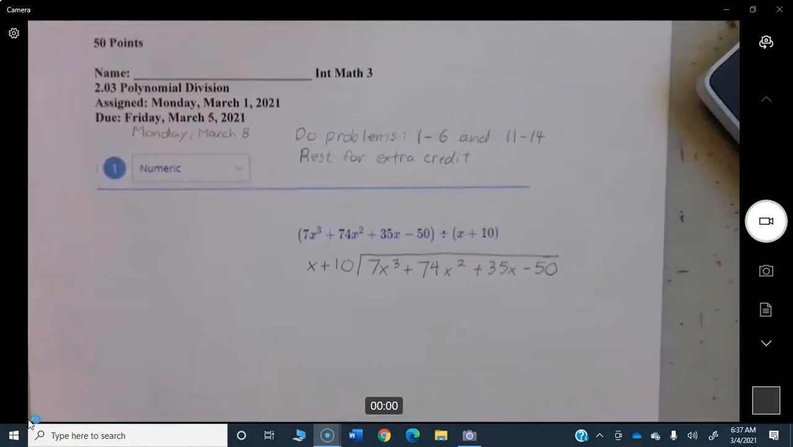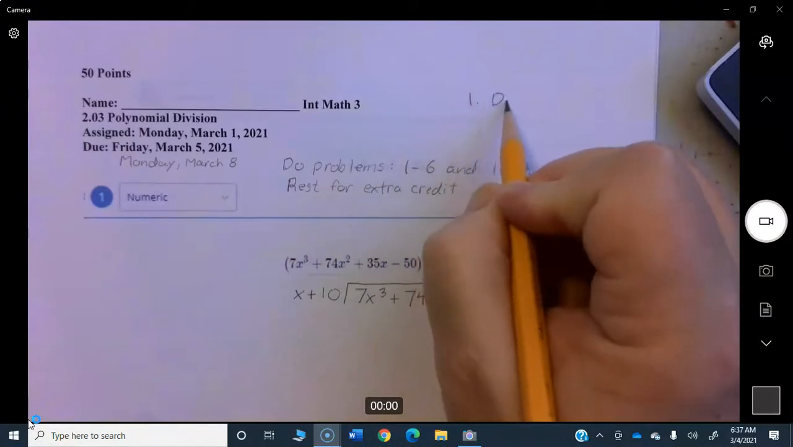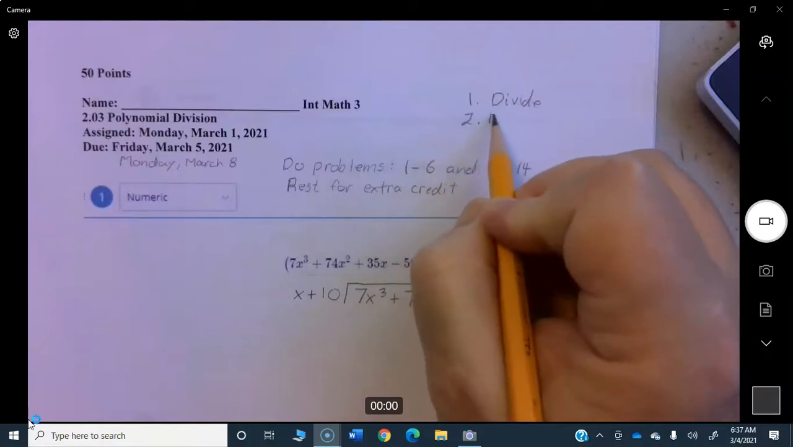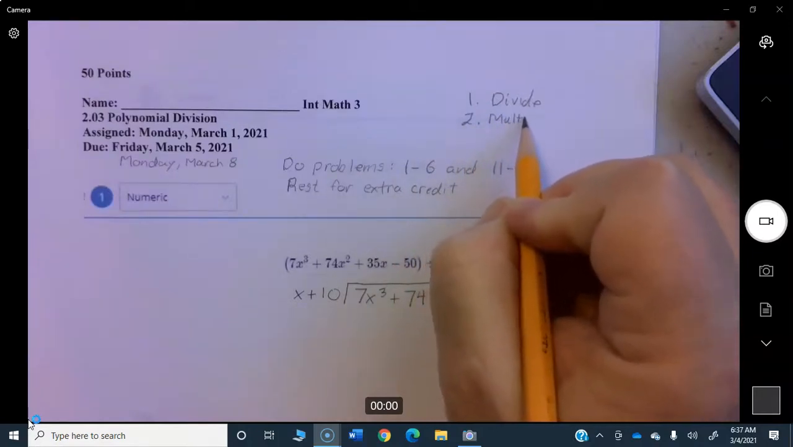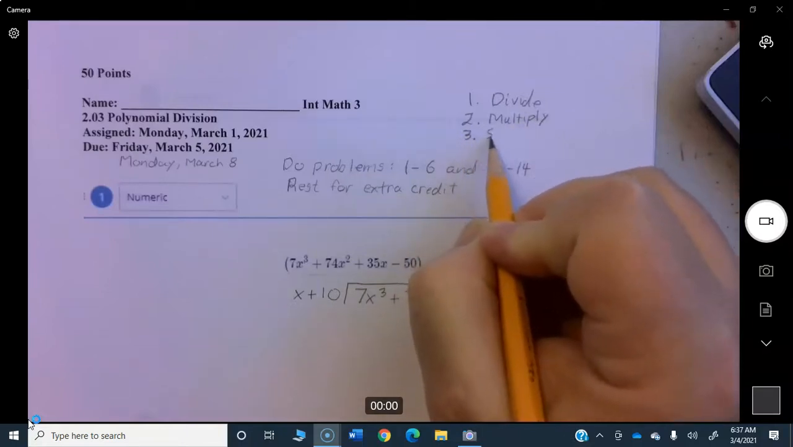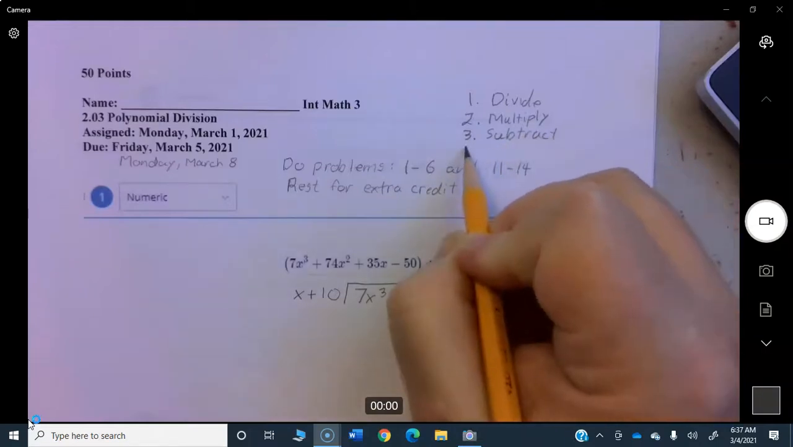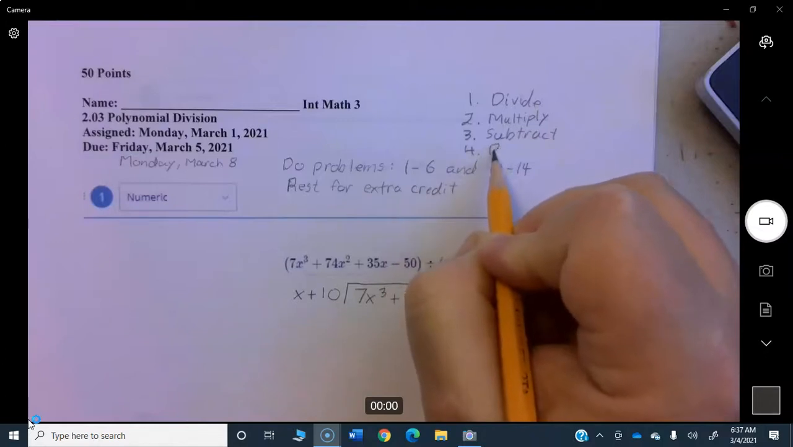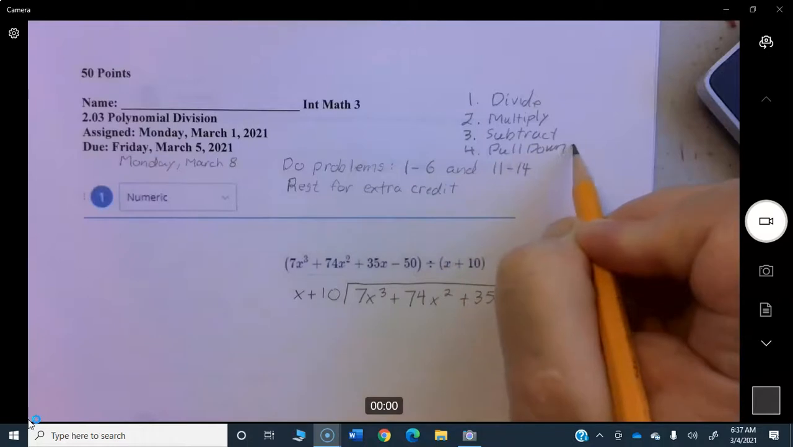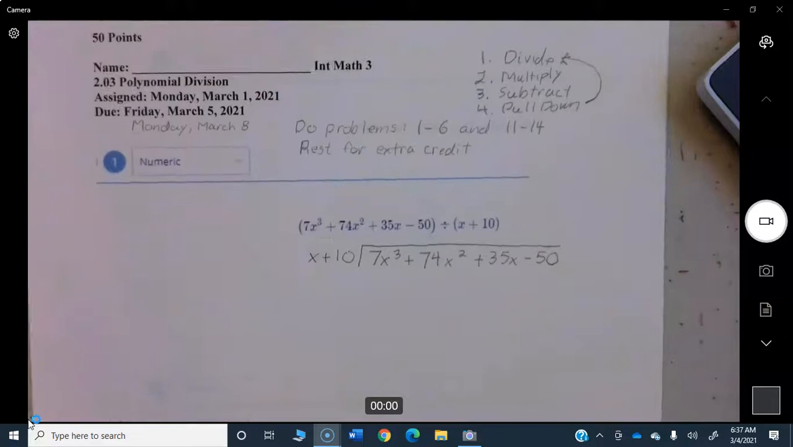So let's review what the 4 steps are to division. First, you divide. Second, you multiply. Third, you subtract. And fourth, you pull down. And then you repeat those 4 steps until you're done with the problem. So you'll see what those mean as we get into this.